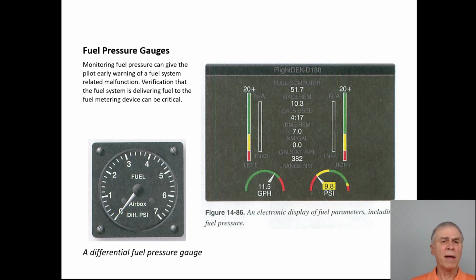Monitoring fuel pressure can give the pilot early warning of a fuel system related malfunction. Verification that the fuel system is delivering fuel to the fuel metering device can be critical. And here you can see they do have a fuel differential PSI or pressure, pounds per square inch. And what do we have on the other side? An electronic display of the fuel parameters, including pressure. You can see the PSI. There's also gallons per hour and some calculations based on that, like the range.